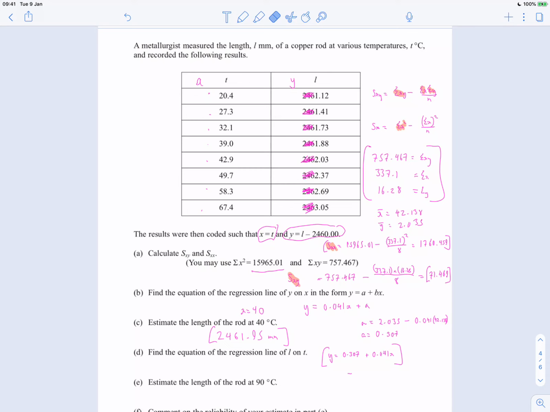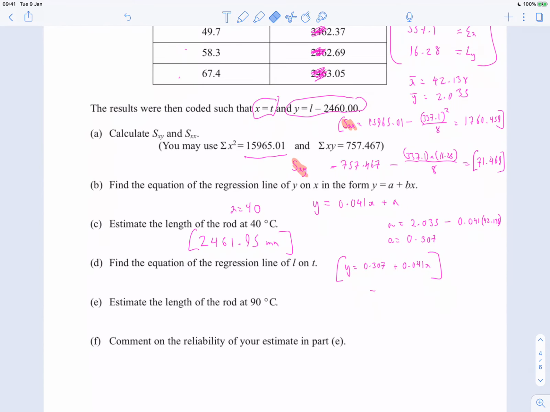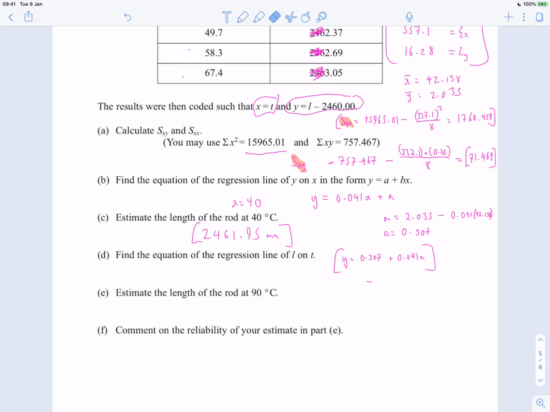But then I notice something. I'm going to have to do a lot more calculations. Do I necessarily want to do that? Is there a quicker way? And let's think about it. Let me just type in all the data. 2461.41, 2462.69, and then this is 2463.05. Yep, okay, so what's going to happen?